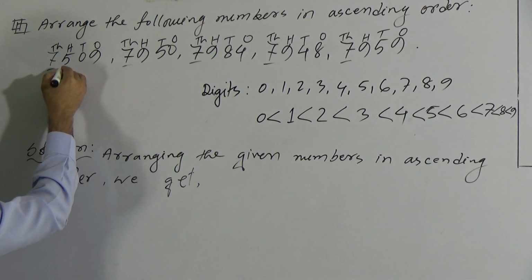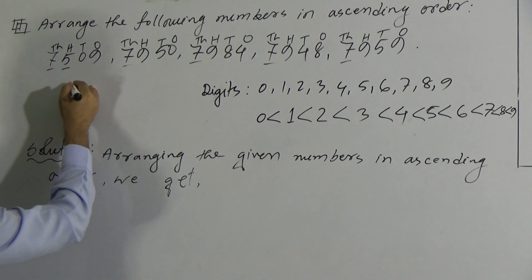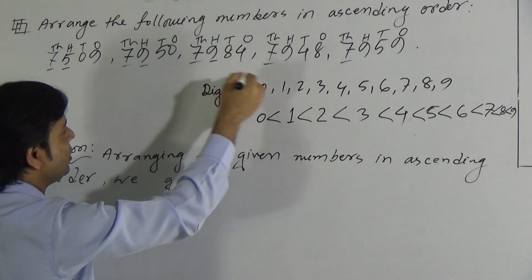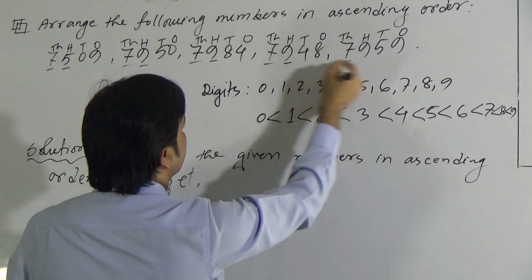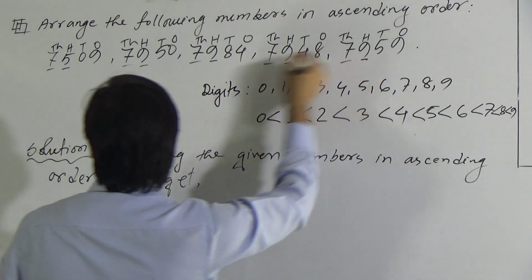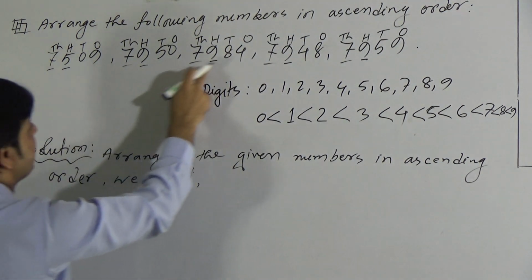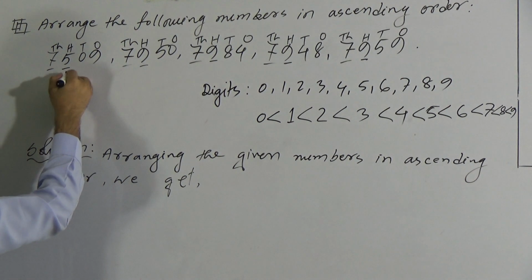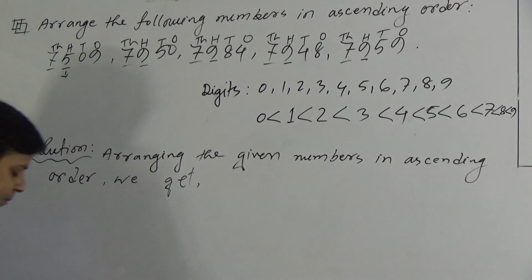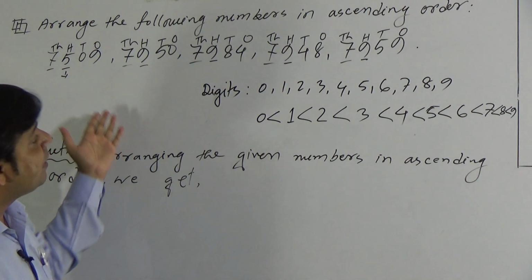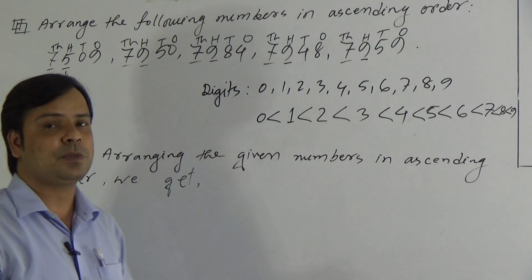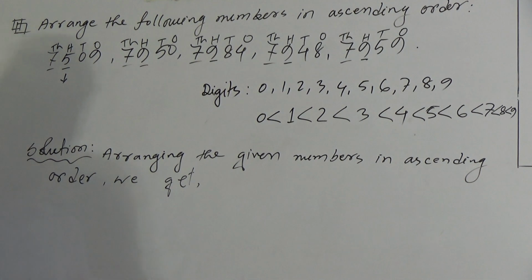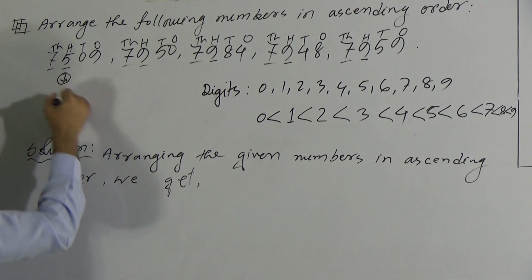So observe the hundreds position now. Here hundreds position is 5, hundreds position is 9, hundreds position is 9, hundreds position is 9, hundreds position is 9. So compare the digits of hundreds position here except 5. All the numbers contain 9 in hundreds position except the first number. So 5 is the smallest number.